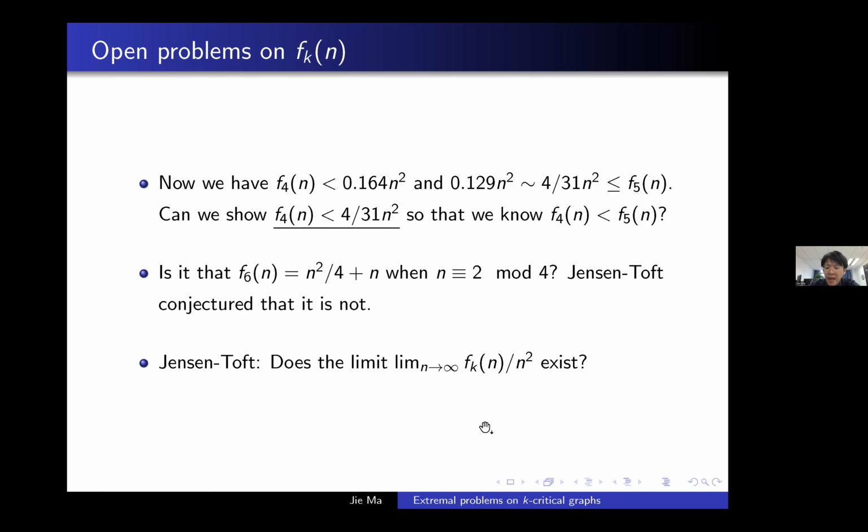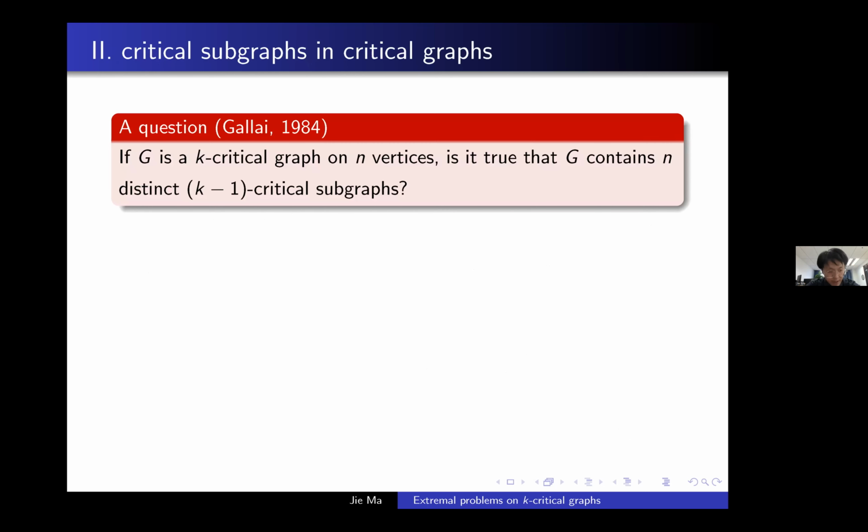Another interesting question is whether the limit of f_k(n) divided by n squared exists or not. I think I need to speed up. So that's for the maximum number of edges. In 1984, Gallai asked another question.